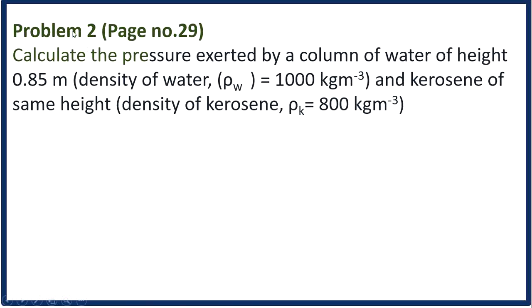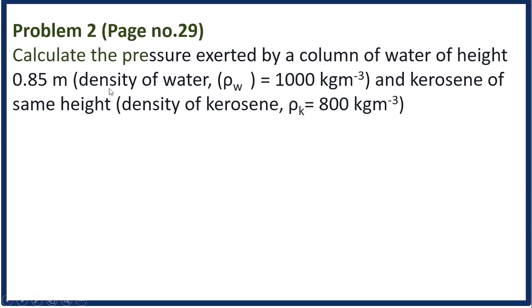Problem 2 in page number 29. Calculate the pressure exerted by a column of water of height 0.85 meter. Density of water is given as 1000 kg m^-3, and kerosene of the same height, that is the density of kerosene is given as 800 kg m^-3. We can calculate the pressure exerted by a column of water and also kerosene.